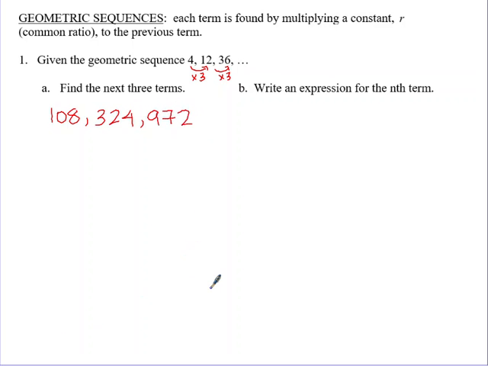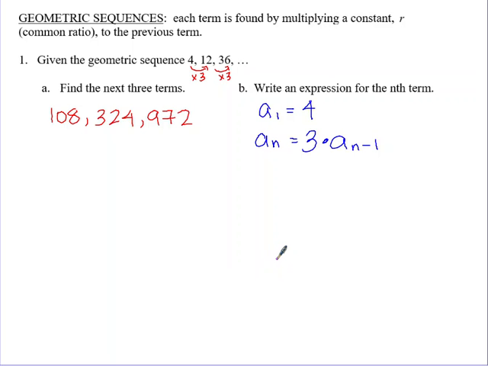Next, we want to write an expression for the nth term. So first, I'm going to write a recursive rule. Remember that for a recursive function, we have to say what the first term is, which is 4, and then write a rule in terms of what we are doing to that first term. We already said that we are multiplying by 3, so this means we are going to do 3 times the previous term. And this would be our recursive definition for this sequence.